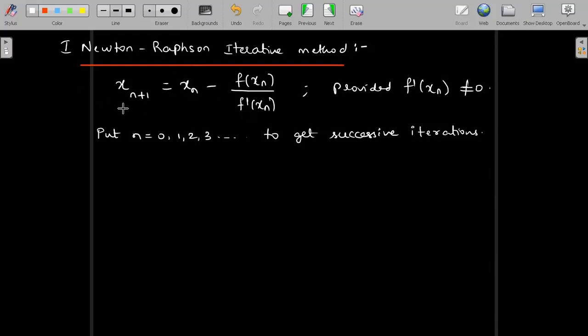Then we apply the formula xn plus 1 is xn minus f of xn by f dash of xn. So substituting n equal to 0, 1, 2, 3, etc., we can obtain successive iterations. And we continue doing the iterations until we satisfy the desired accuracy. So when we say desired accuracy, it might be total number of decimal places sometimes, or it might be number of iterations mentioned for us. So with all these basic idea, let us do problems on Newton-Raphson iterative method.